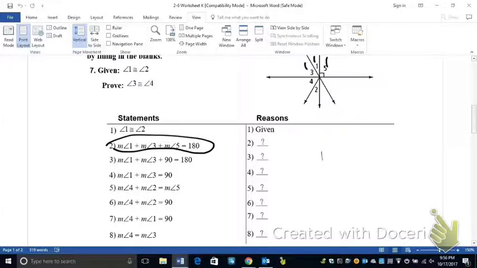So we have those three angles right there, and together they equal 180 degrees. So why can we say that? Why can we say that those three angles are 180 degrees? Hit pause, take a minute, talk about it with the person sitting next to you.